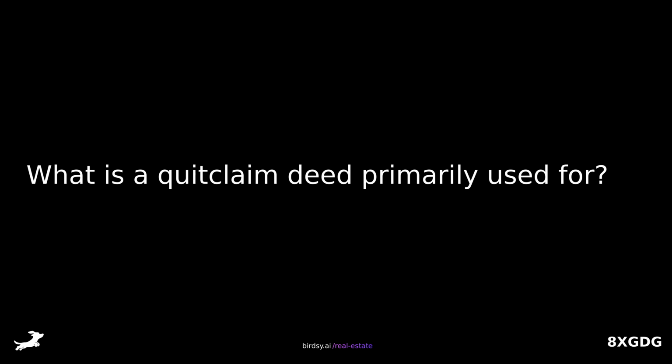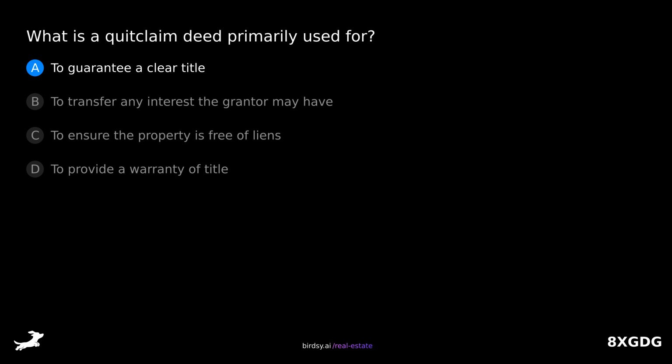What is a quitclaim deed primarily used for? Is it A, to guarantee a clear title, B, to transfer any interest the grantor may have, C, to ensure the property is free of liens, or D, to provide a warranty of title?